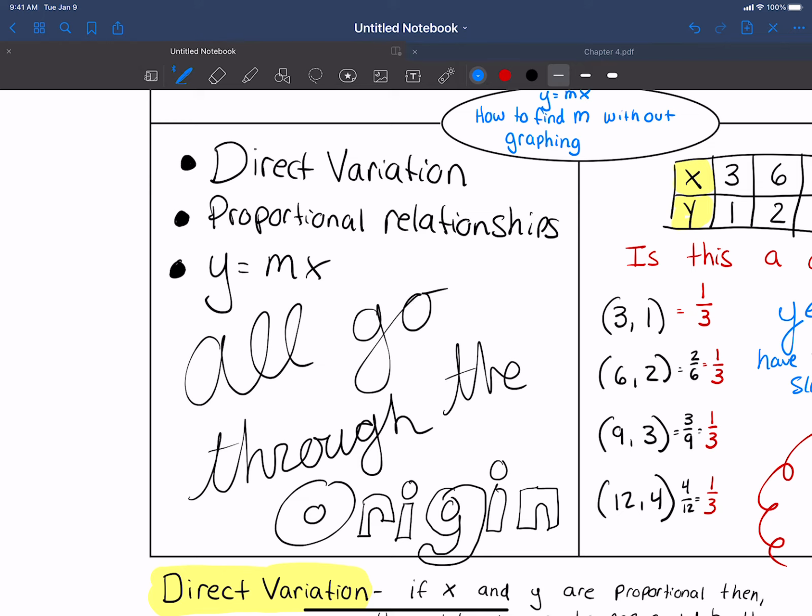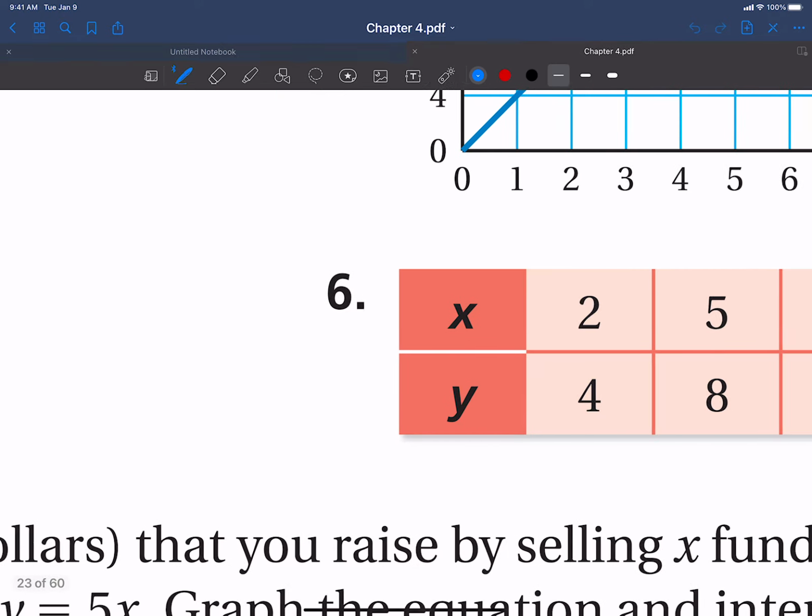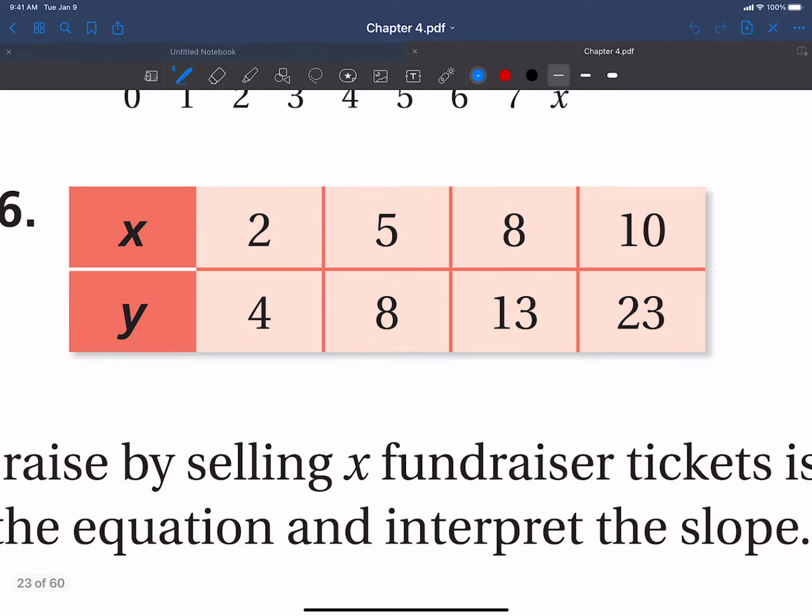Okay, so here, you don't have to write this one down. But, is this a direct variation? Well, how did we do that in our example? First we said we got a point. We got 2 comma 4, right? You guys told me the slope is the y over the x, so it's 4 over 2. What does that reduce to?